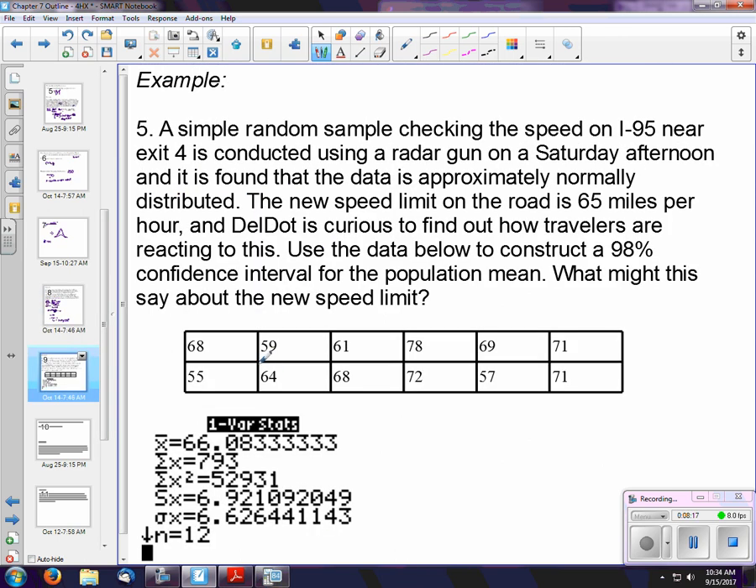A simple random sample checking the speed on I-95 near exit 4 is conducted using a radar gun on a Saturday afternoon, and it's found that the data is approximately normal. The new speed limit on the road is 65 miles per hour, and Del is curious to find out how travelers are reacting to this. Using the data below, construct a 98% confidence interval for the population mean. What might this suggest about that new speed limit?